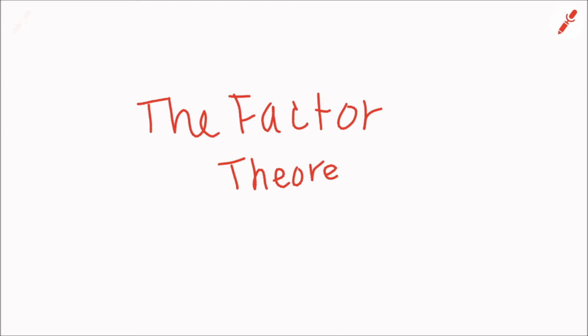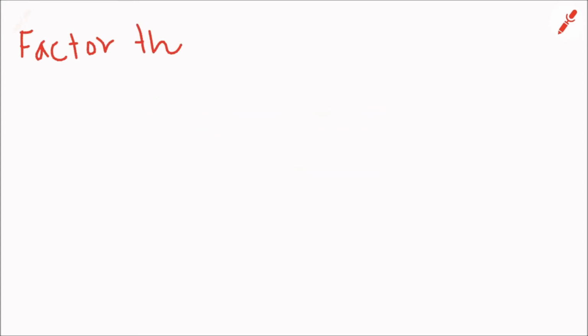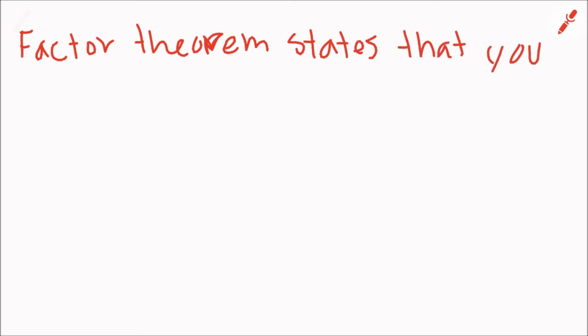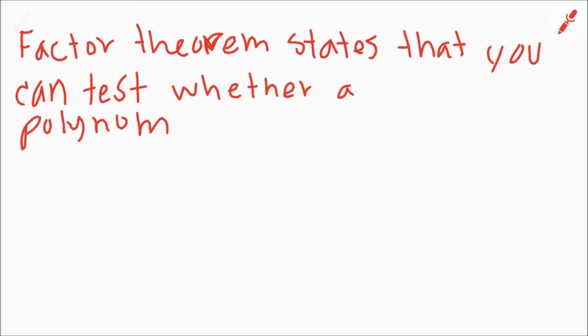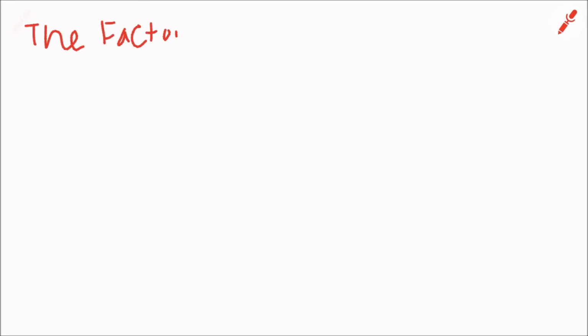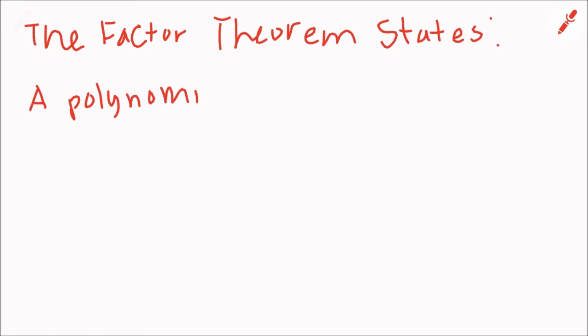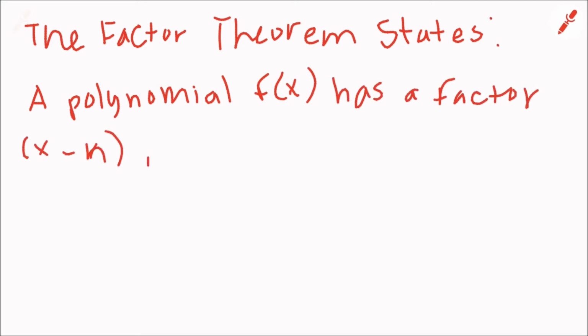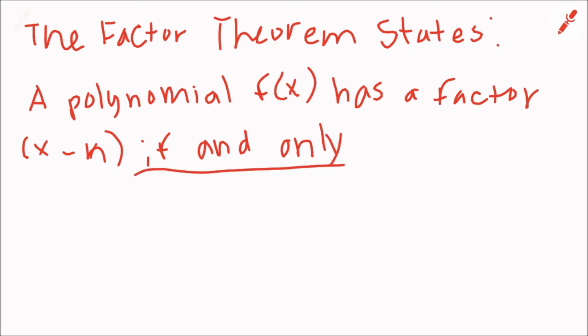The factor theorem. The factor theorem states that you can test whether a polynomial has x minus k as a factor. The factor theorem states a polynomial f of x has a factor x minus k if and only if f of k equals 0.